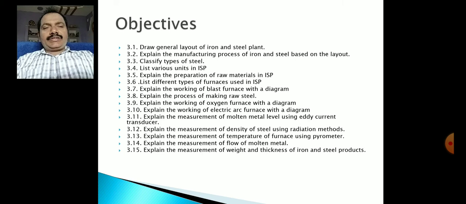And after that, we'll see what is the measurement and instrumentation involved in iron and steel plant. That is the measurement of molten metal level and density, temperature, flow, weight and thickness of steel products we'll discuss.